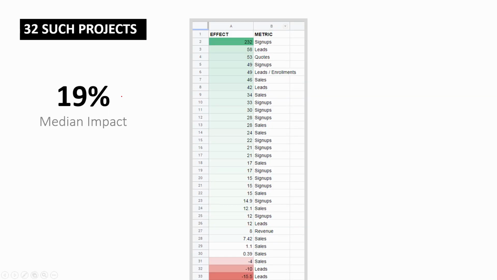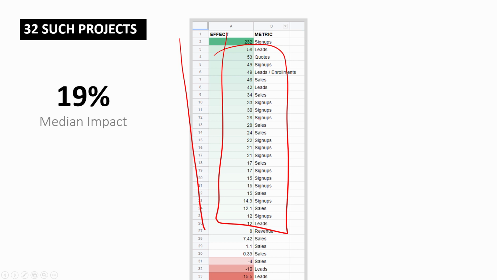Notice that this isn't just a one-off. Again, as I mentioned, we looked at 32 such projects, and I took some time and organized them into a little spreadsheet. So yeah, we do have a couple of losing or low-impact projects, but for the most part, there's a lot of green, positive effects from this, with a median of 19.